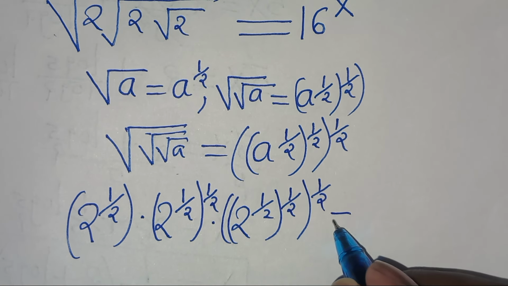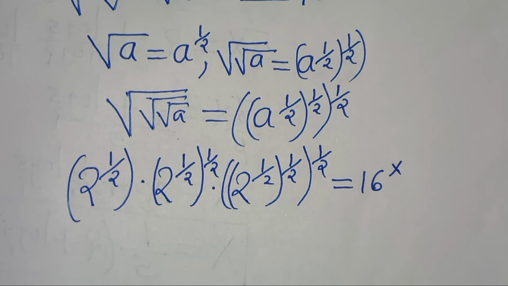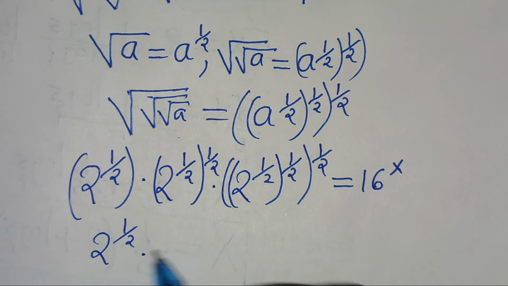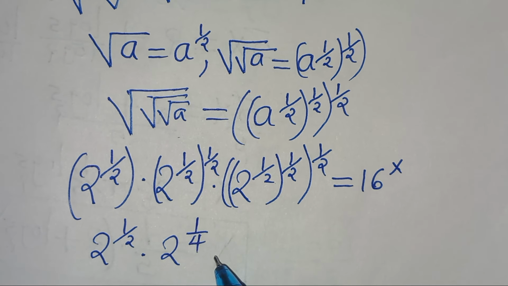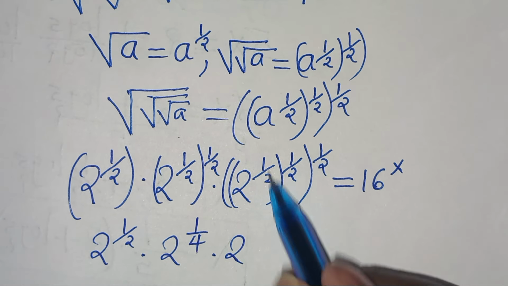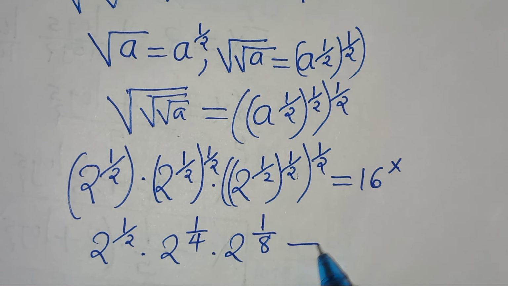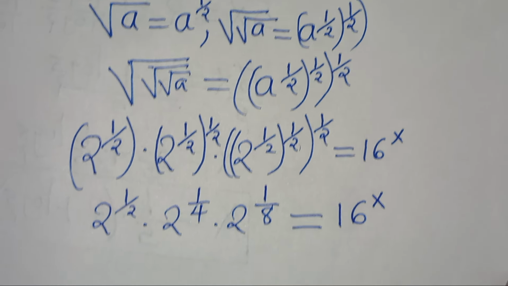This is equal to 16 to the power of x. So this is 2 to the power of a half times 2 to the power of a half times a half. This is 1 over 4. Then times 2 to the power of a half times a half times a half. This is 1 over 8. This is equal to 16 to the power of x.